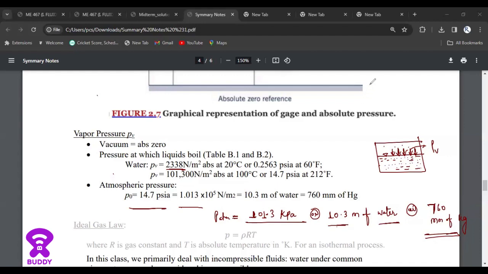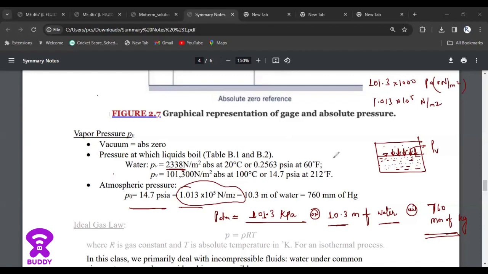So the unit depends on the material. If you try to convert into Pascal from kilopascal, 101.3 into 1000 Pascal. 1 Pascal is 1 Newton per meter square, right? So what you get is 1.013 into 10 power 5 Newton per square meter, right?